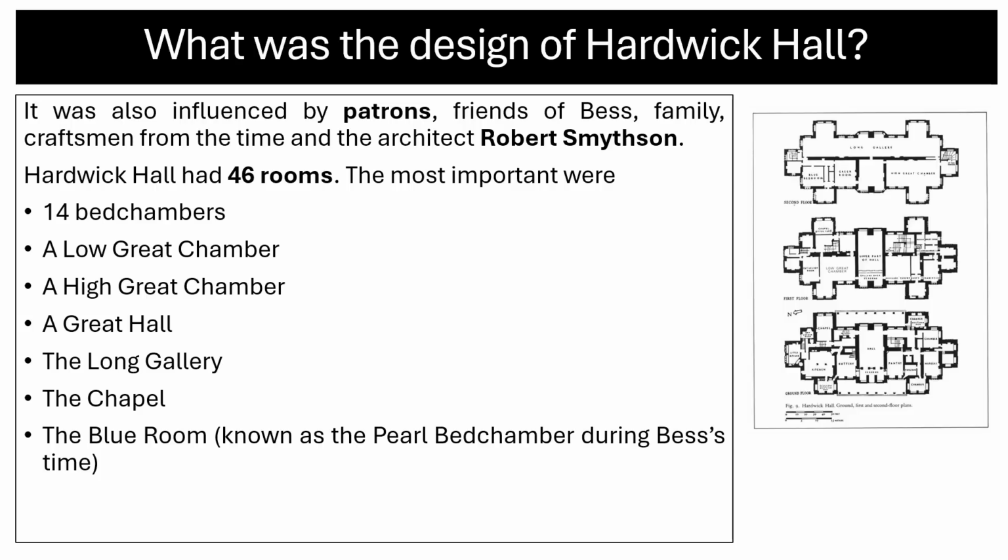Hardwick Hall actually had 46 rooms, but the most important ones were the 14 bedchambers, the low great chamber, the high great chamber, the great hall, the long gallery, the chapel, and the blue room, which was known as the pearl bedchamber in Bess's time.